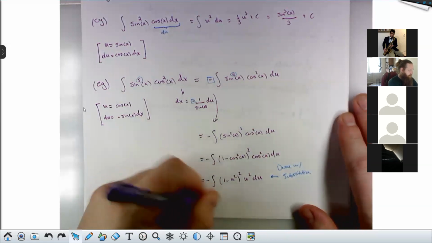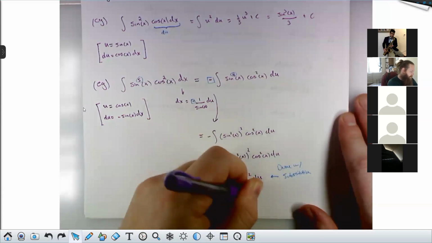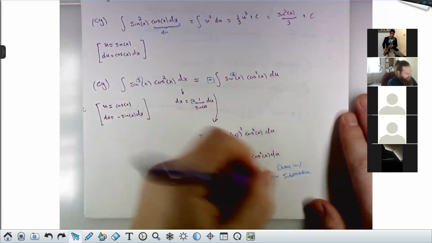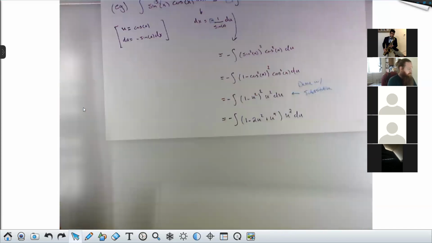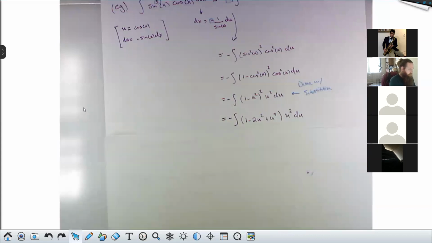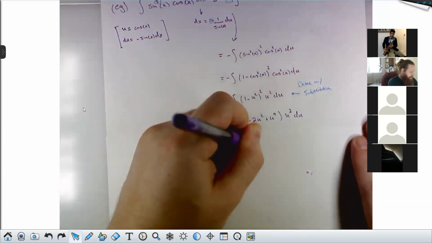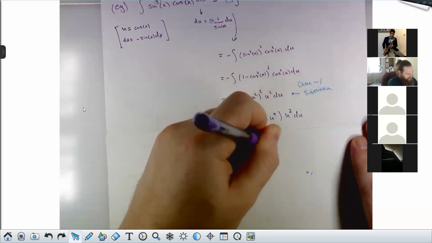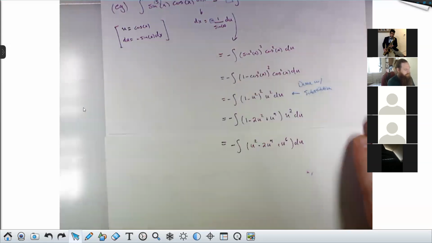So this is negative integral of 1 minus u squared, squared, which is 1 minus 2u squared plus u to the 4, and then this is u squared du. So I'm just foiling this out, right? We've got this difference raised to a power of 2, so I foil it out. The u squared there is here. It still needs to be distributed. We get negative integral of u squared minus 2u to the 4 plus u to the 6 du.